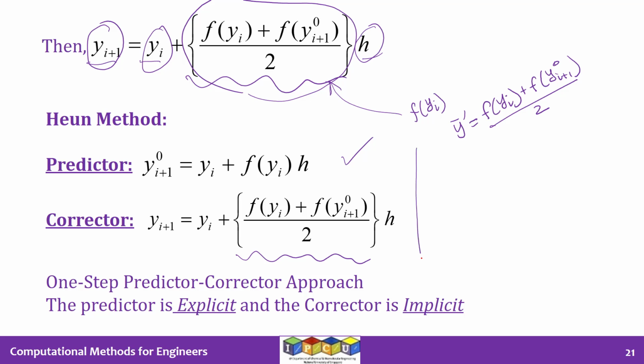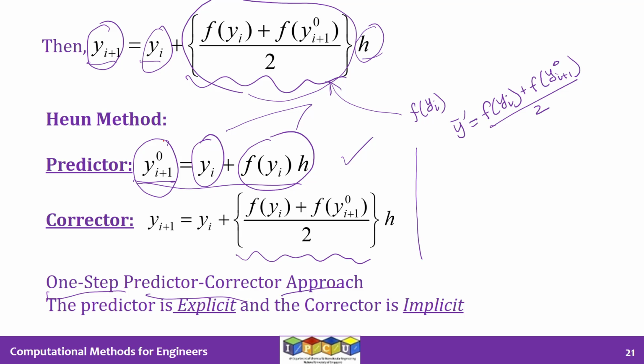So what we have just outlined here is a one-step predictor corrector approach. It is one step because we are just using the information about yi to determine the value of yi plus 1. And it is a hybrid because the predictor equation is explicit, because on the right hand side you only see yi. On the left hand side you see yi plus 1. So the things on the right hand side are known, therefore it is very easy to calculate yi plus 1 0. So that is explicit.